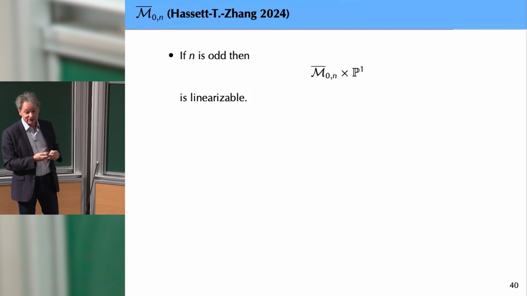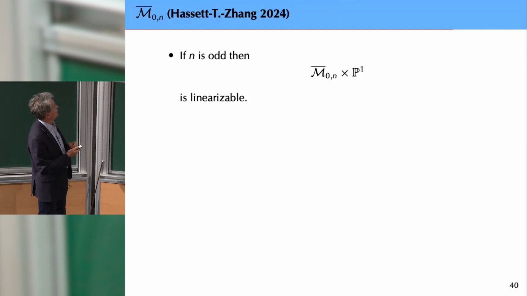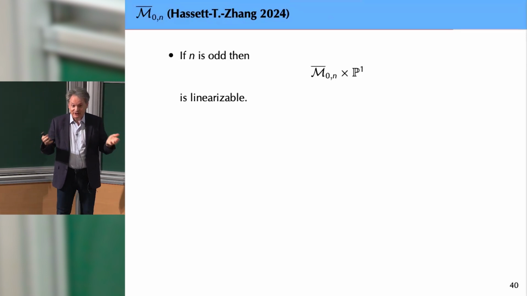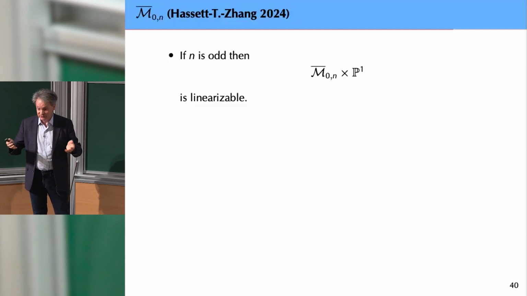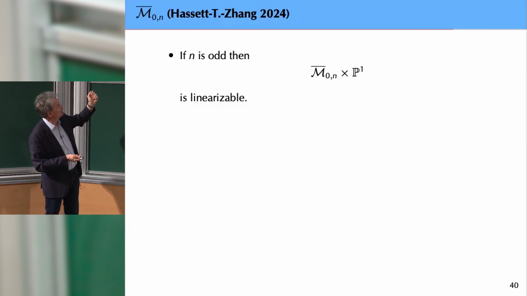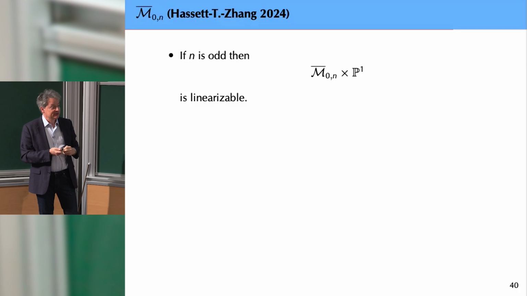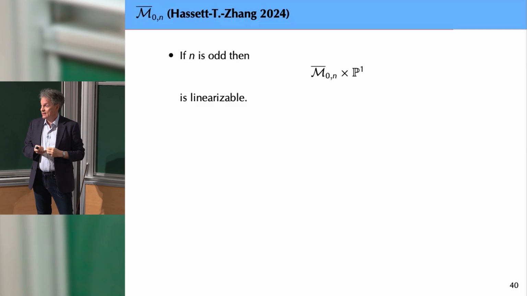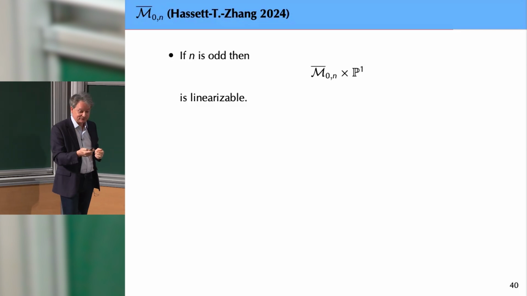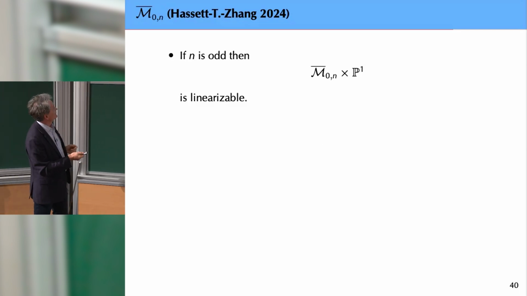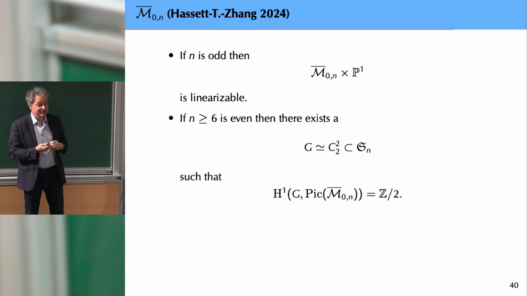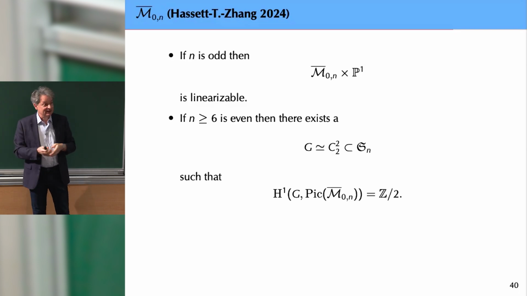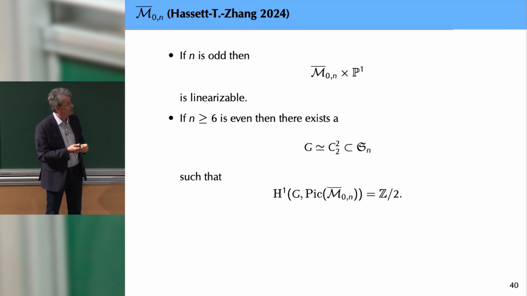Now, how about general n? We already know that the Sn action is just too large. I mean, the group is too large. It can't be linearizable. However, if you look at M0n bar times P1, and n is odd, then the action is linearizable. So that uses Kapranov's construction in some form. So for the odd n, remember, over non-closed fields, they were all rational. The linearization works after you multiply with P1.